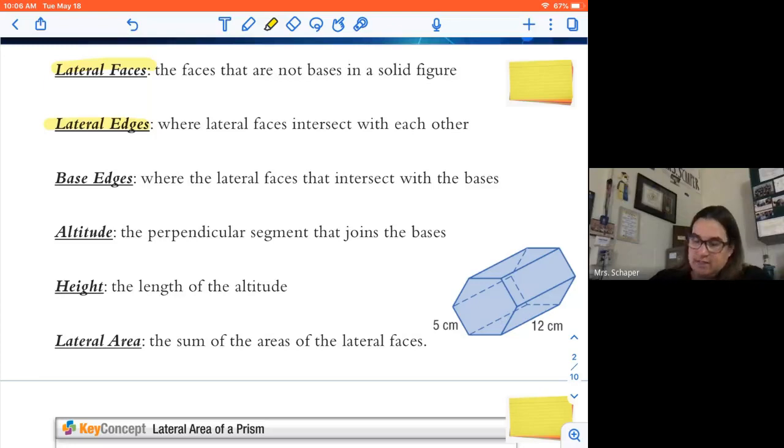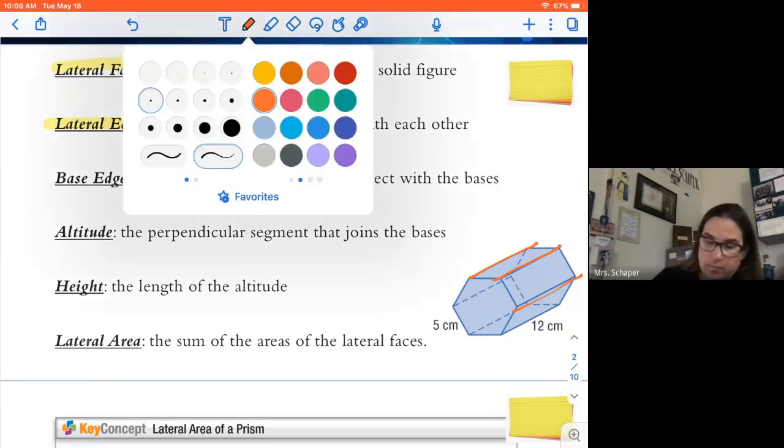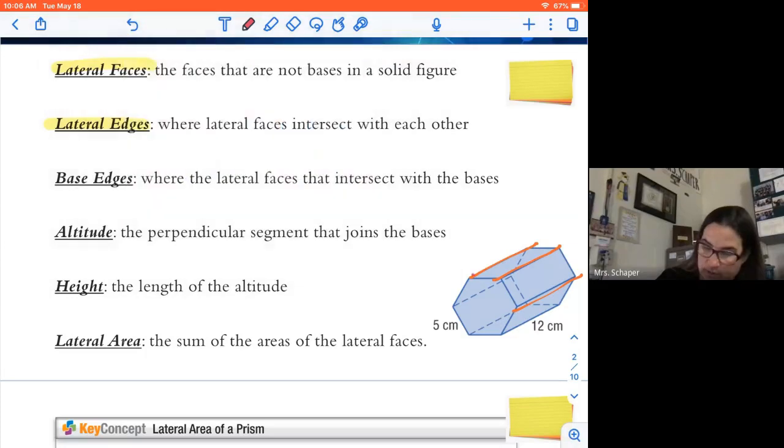So if I was looking at this particular figure right down here, these would be my lateral edges. A base edge, those are the edges that go along the base. So that would be these in particular right here. Those would be your base edges. The altitude is the segment that joins the two bases, and it's always perpendicular. Height is the length of the altitude.